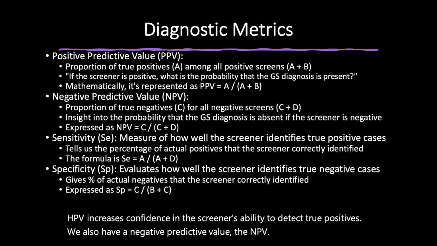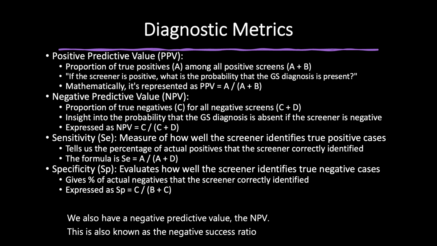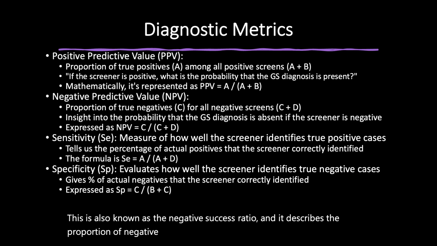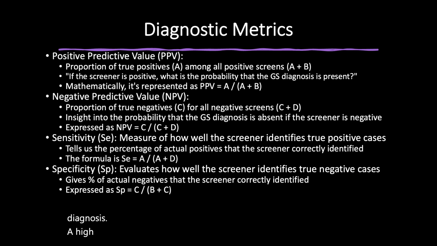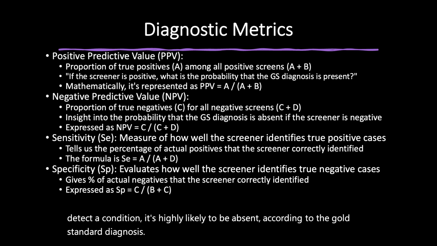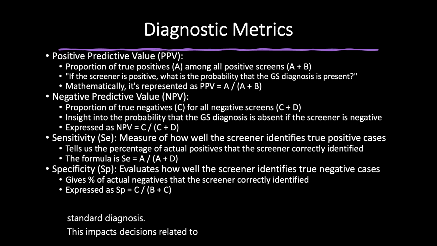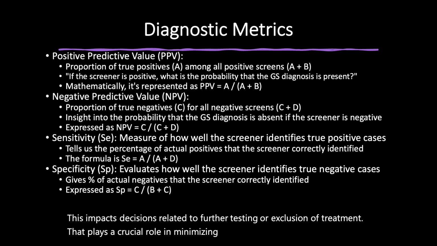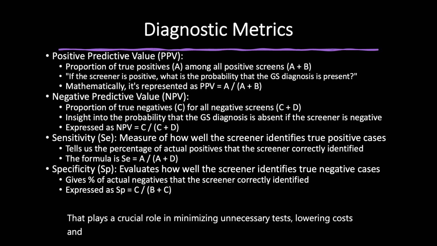This is also known as the negative success ratio, and it describes the proportion of negative screens resulting in the correct gold standard diagnosis. A high negative predictive value indicates that when the screener does not detect a condition, it's highly likely to be absent according to the gold standard diagnosis. This impacts decisions related to further testing or exclusion of treatment. It plays a crucial role in minimizing unnecessary tests, lowering costs, and reducing potential risk to the patient.